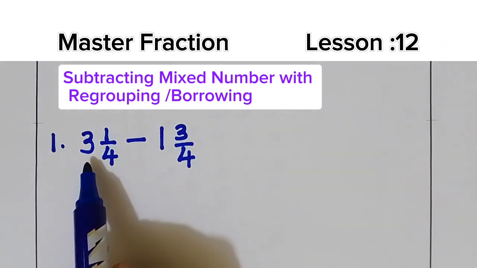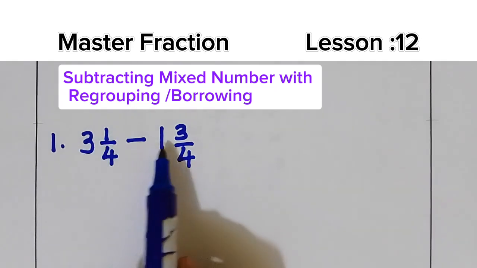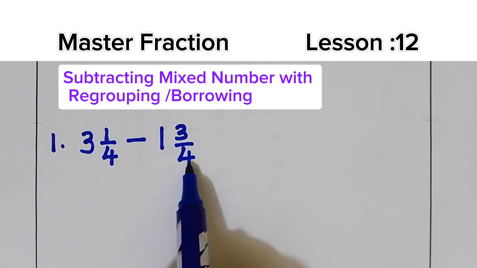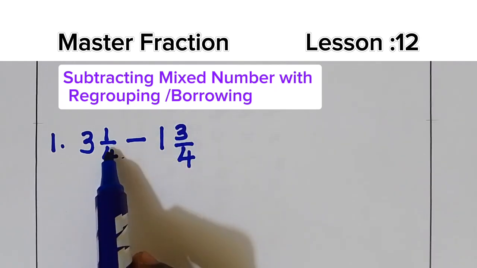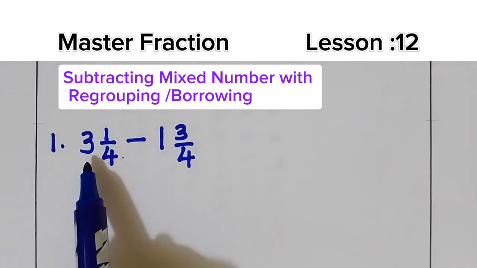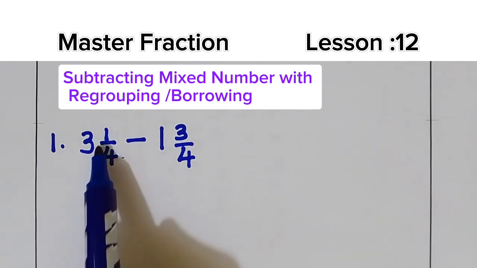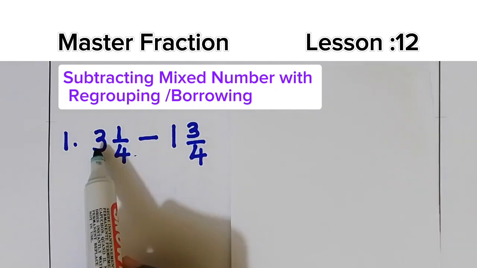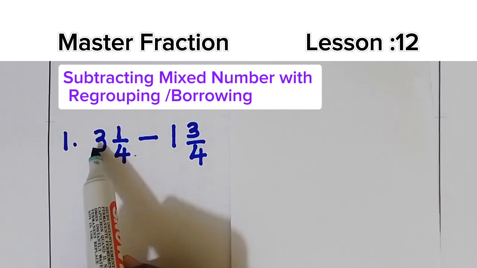Let's go straight to question number 1. We have 3, 1 over 4, take away 1, 3 over 4. We have the same denominator, but when we look at the fraction part, it is not possible to take 1 over 4 take away 3 over 4. So we are going to borrow 1 from 3 and enlarge this fraction so as to be possible to take away 3 over 4. Now let's see how we can enlarge 1 over 4 by borrowing 1 from 3.